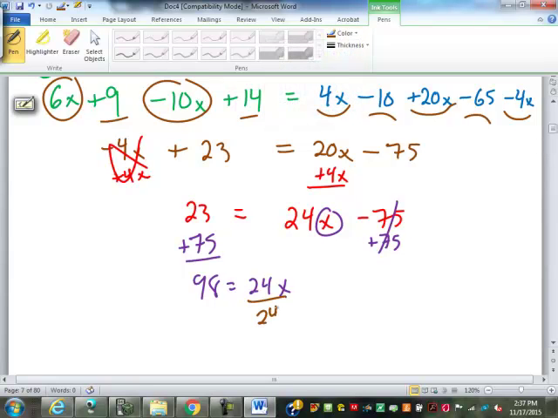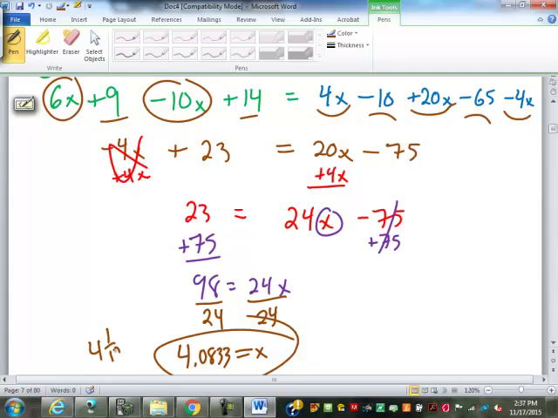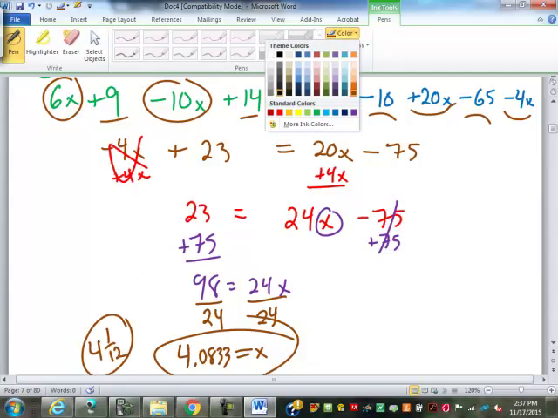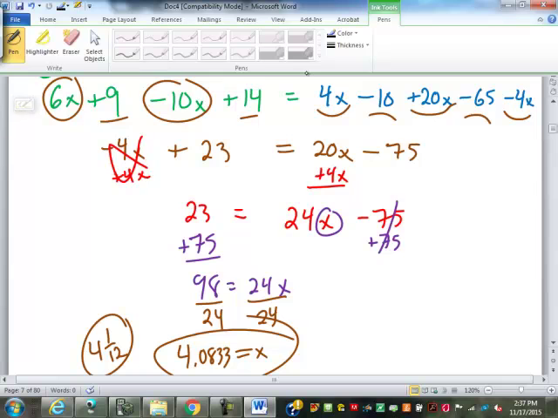divided by 24 gives us that x equals 4.083333 or 4 and 1/12. I know when you get that fraction or decimal it throws you a bit, but that is correct. Any questions on those two?